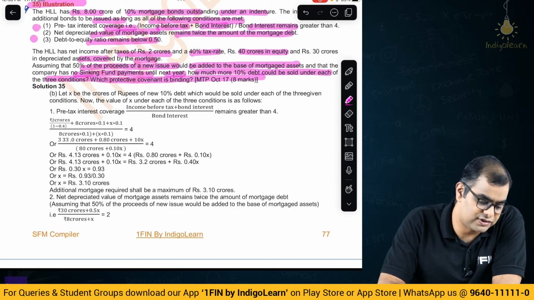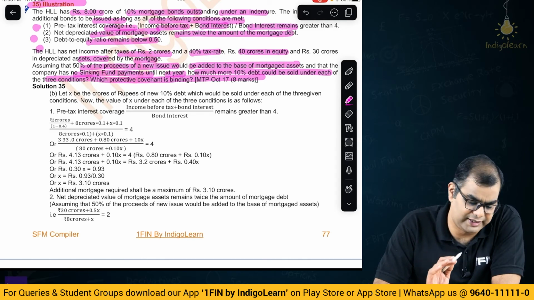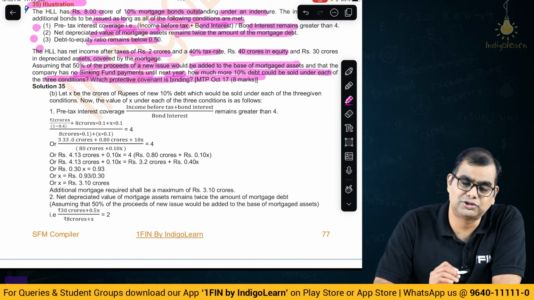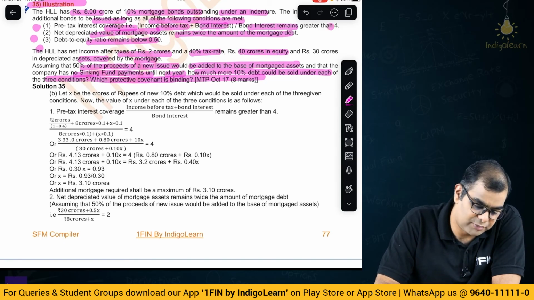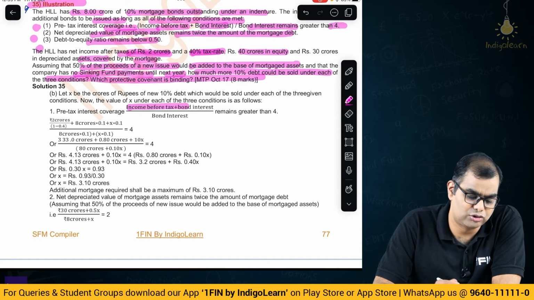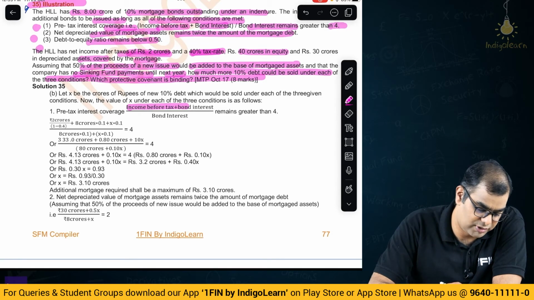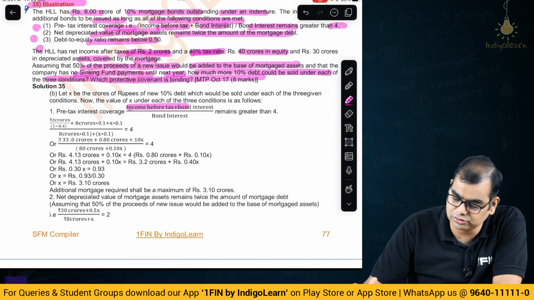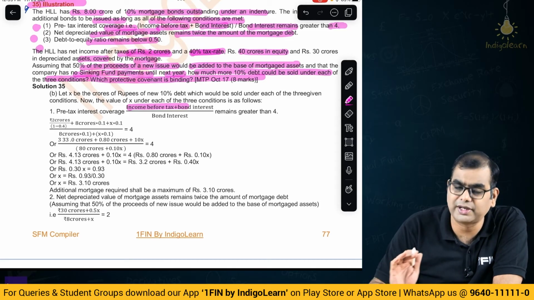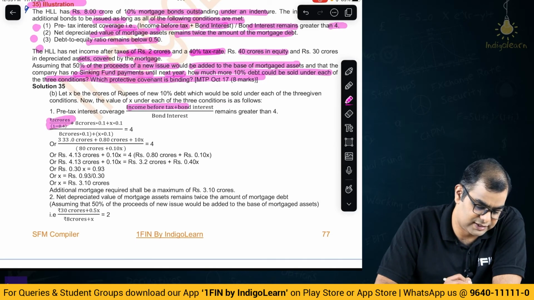It is individually each of the scenarios. So, pre-tax interest coverage should be income before tax plus bond interest by bond interest. That basically is EBIT by bond interest. That is supposed to remain greater than 4. What is the current pre-tax income and bond interest? Net income after taxes is 2 and the tax rate is 40%. So, 2 is after tax. So, 2 by 0.6. 2 by 0.6 will get you 3.33. So, 3.33 crores is the PBT.